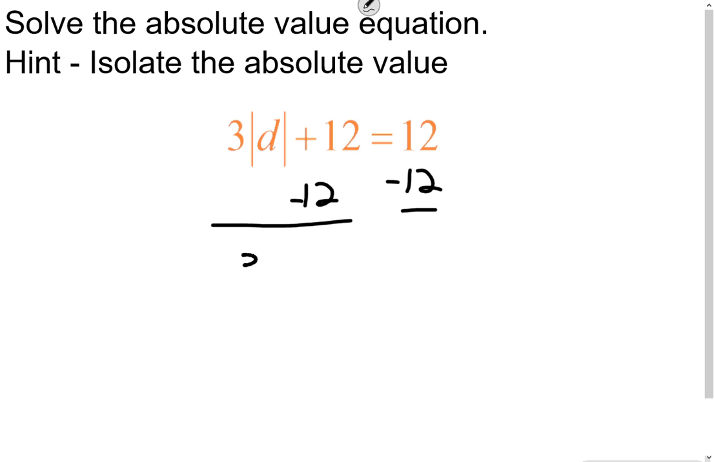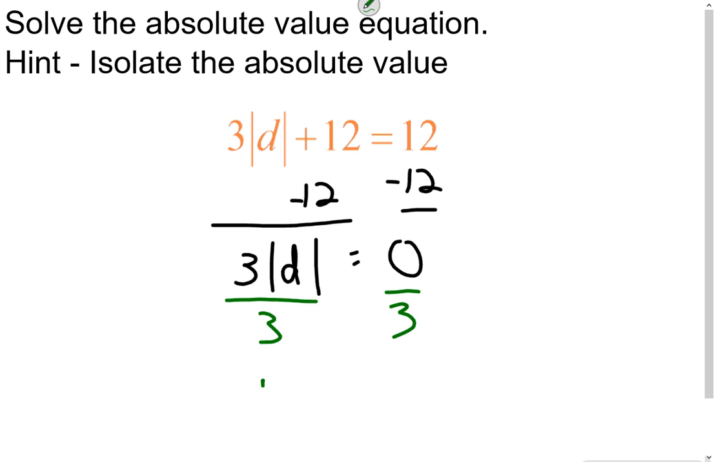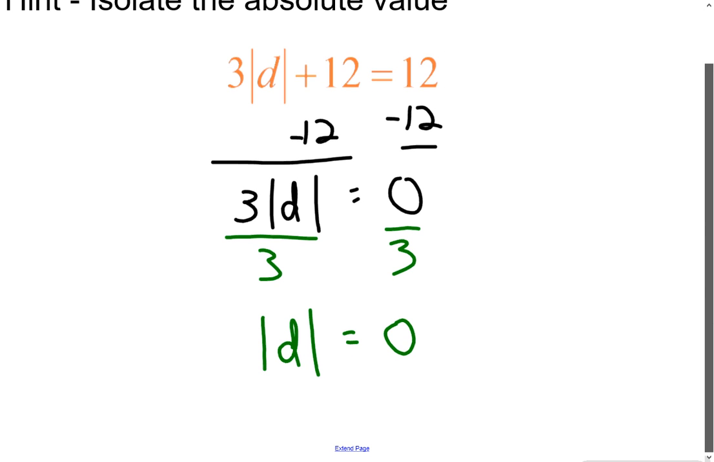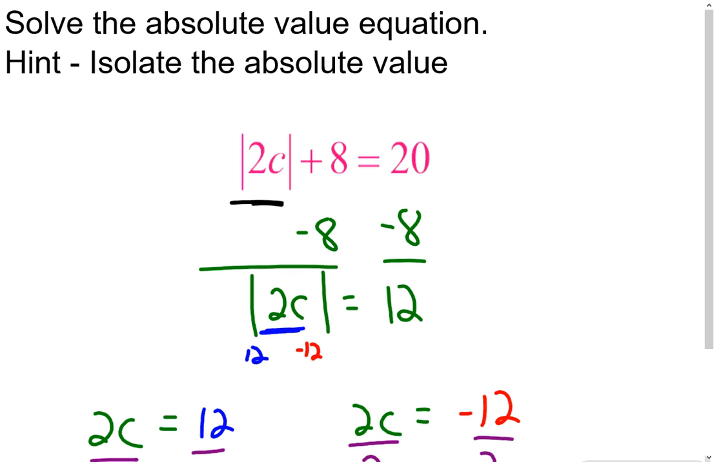Now I have 3 times the absolute value of d equal to 0. But my absolute value is still not all by itself, so I'm going to divide both sides by 3. And now I have the absolute value of d equal to 0. Now most of the time, on my other equations, I'm just going to go back and show this.